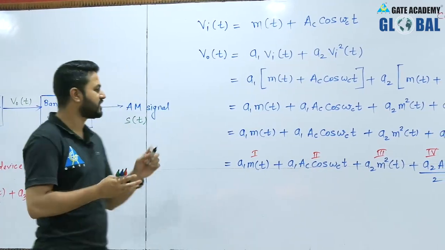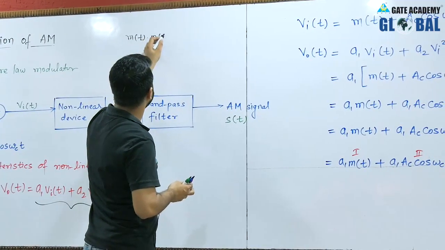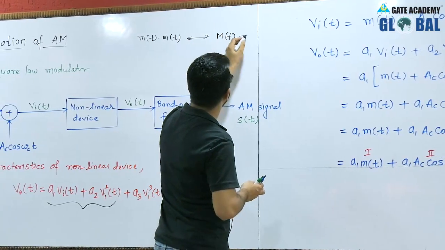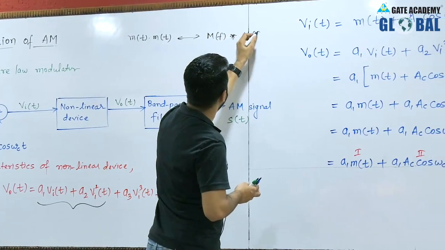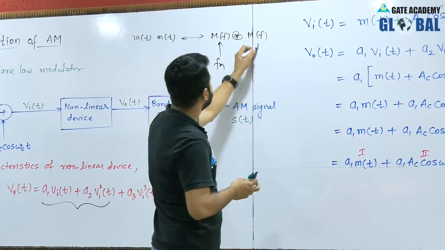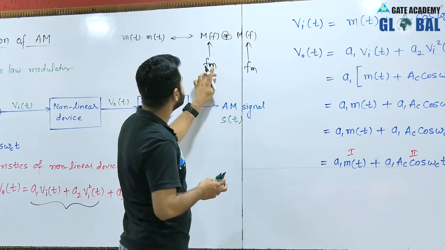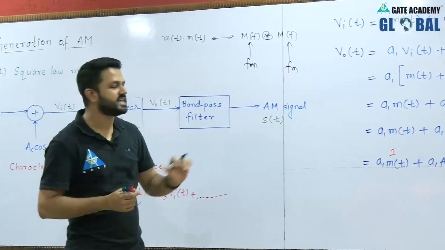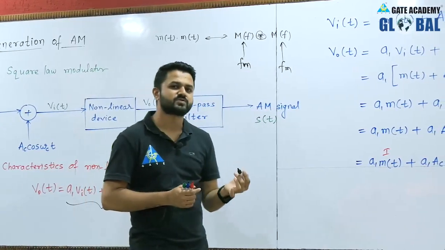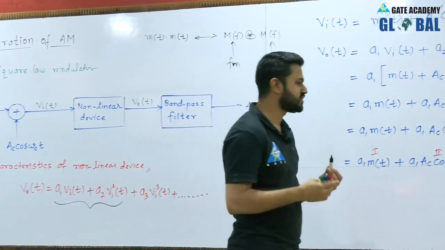So if you are multiplying m(t) with m(t), its Fourier transform is M(f) convolved with M(f). This M(f) has frequency fm, and this M(f) has frequency fm, so the resultant signal will have the frequency addition of these two frequencies, which is 2fm. So the m square(t) term will have maximum frequency 2fm.